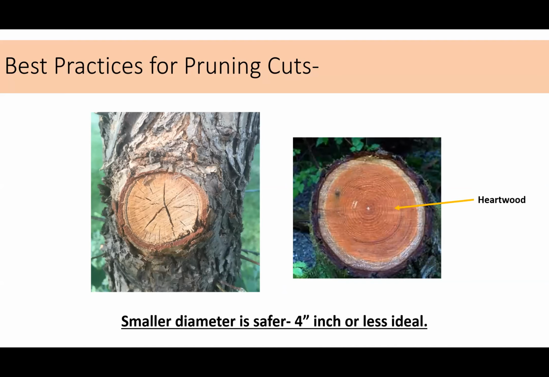Generally speaking, or rather, pretty much all the time, smaller diameter cuts are safer. In fact, the smaller the cut you're making in terms of the diameter of the branch being removed, the safer that cut is. Ideally, we're making cuts that are 4 inches or less, and really the research probably says 2 inches or less, but it's just hard to stick to that in a practical setting. And there's one real big reason for that and some other minor reasons.